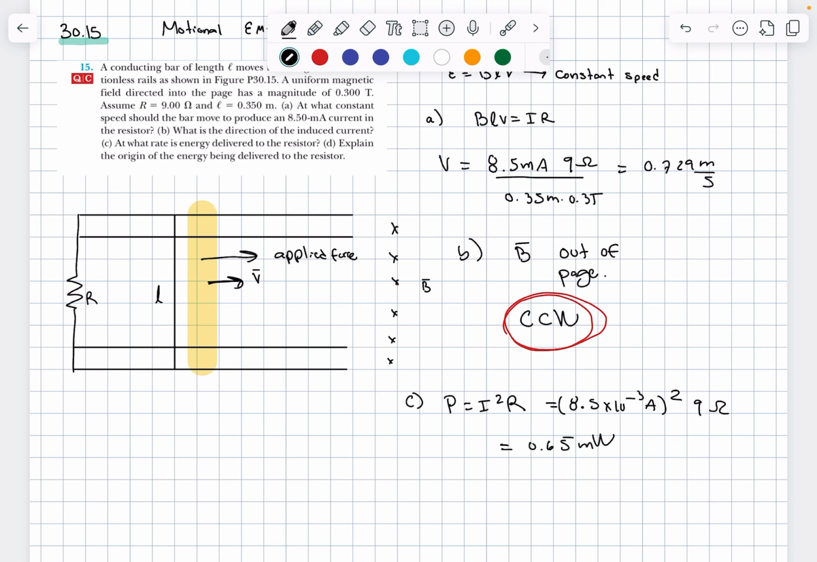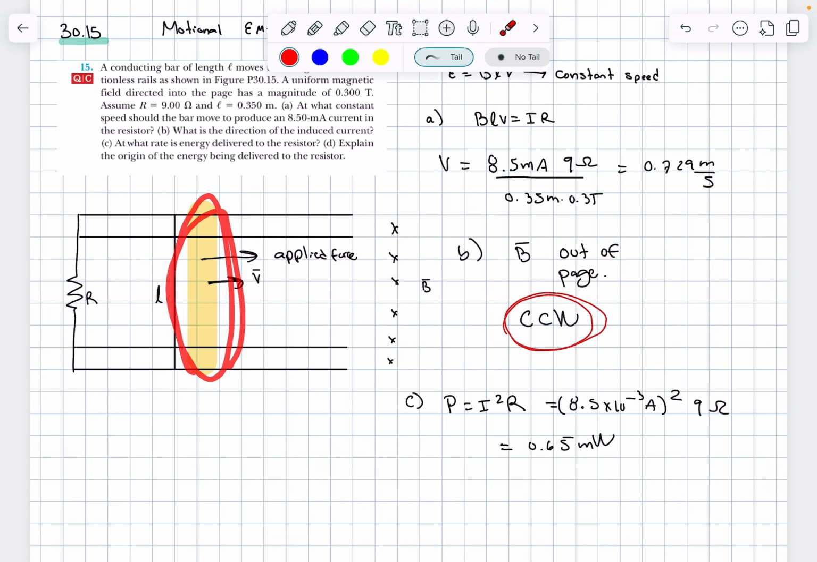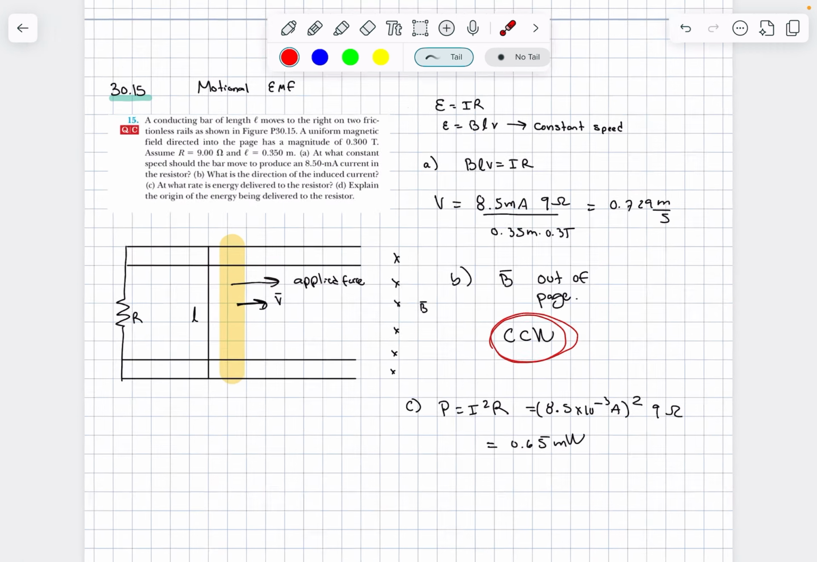So essentially work is done by the external force here, and then that energy, or that work, is then transformed into internal energy here. So it's not like you magically get some power here or some work being done or delivered to the resistor. You actually have to do something to move that conducting bar. So essentially, instead of having a chemical potential that's doing the work, you have some applied force doing that work for you. Okay, and that is it for this question.